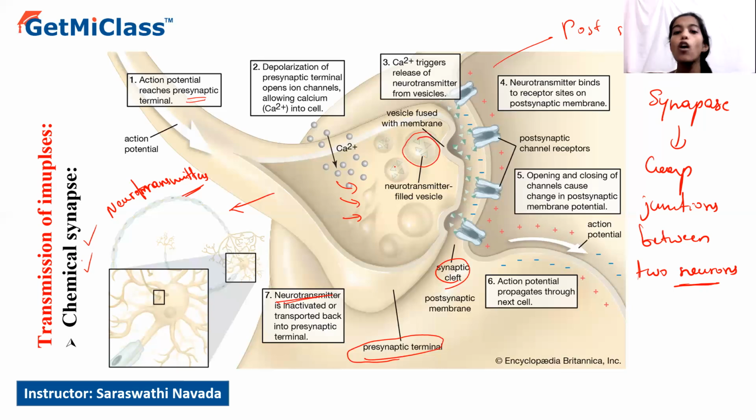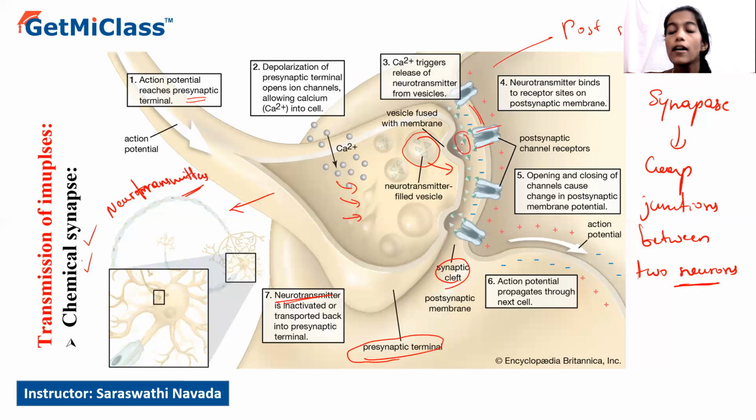Once these Golgi vesicles are stimulated by the calcium ions, they are going to release their neurotransmitters into the synaptic cleft. These neurotransmitters come out of the presynaptic membrane by means of simple diffusion, and they get accumulated in the synaptic cleft. Once the neurotransmitter comes to the synaptic cleft, in the postsynaptic membrane there will be certain receptors or channel receptors which will be complementary to this particular neurotransmitter.